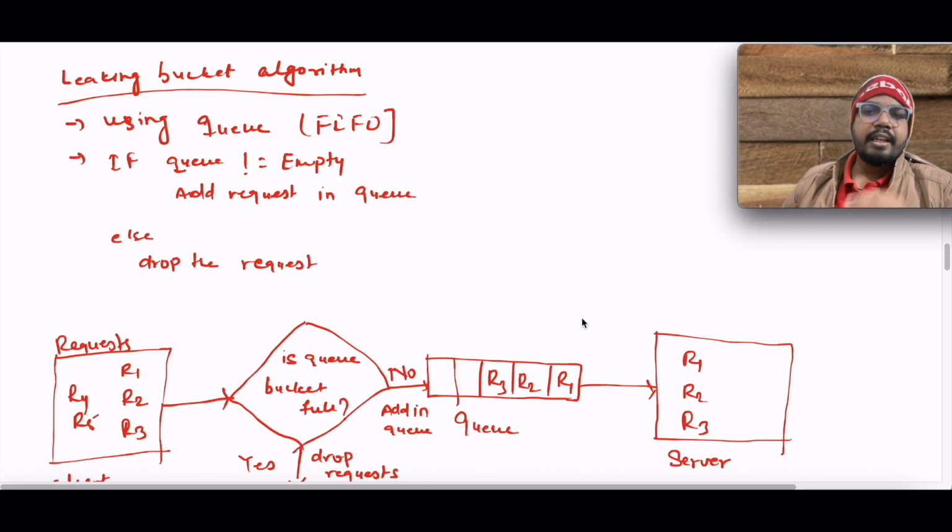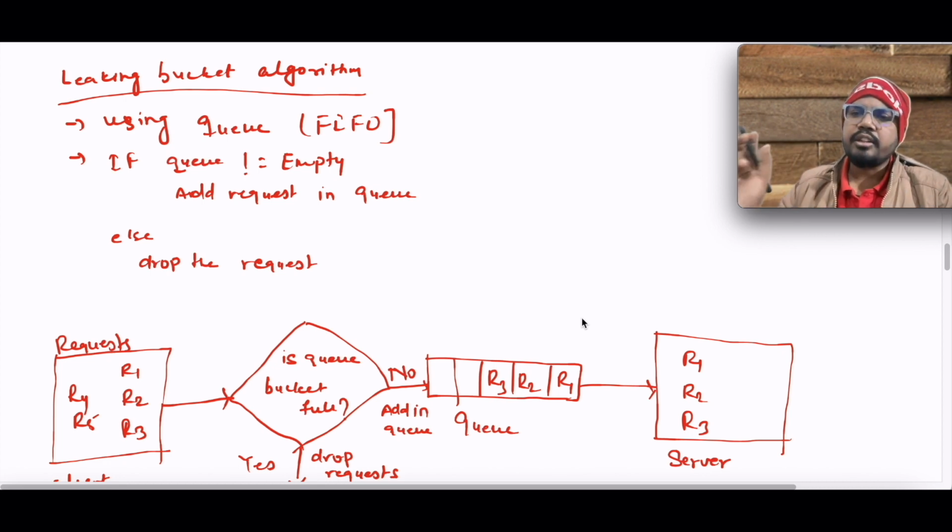Now the second algorithm is the leaking bucket algorithm. The leaking bucket algorithm is also very simple. It is using a queue, which means it is using a FIFO system. So when any request comes, it checks the queue: is the queue bucket full? If the bucket is full, then the request will be dropped.